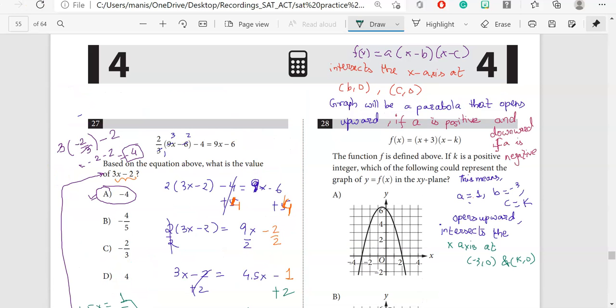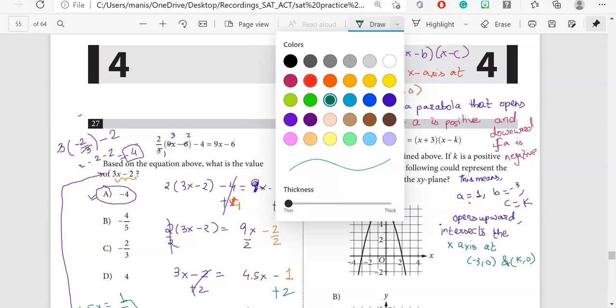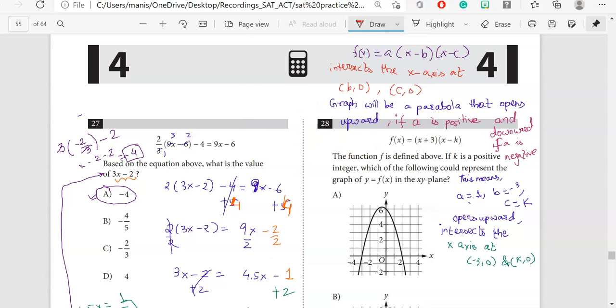Alright, for question number 28, we will need some of the information which I wrote for you. We will use this information to solve question number 28. In question number 28, it says that the function f is defined, and we have been given this equation above. If k is a positive integer, which of the following could represent the graph of y equals f of x in the xy-plane?